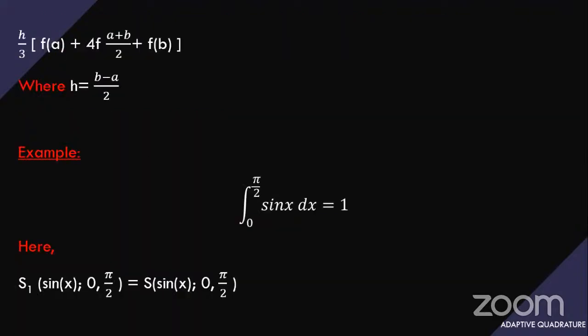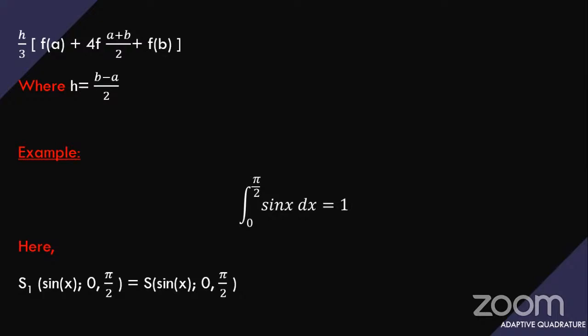Okay, so the rule says that we have h over 3 open brackets f of a plus 4 f of a plus b over 2 plus f of b. Now, our value h over 3, where h is b minus a over 2. That means we must have been given some intervals, just the way they gave us from a to b, so you subtract these intervals and divide it by 2. That is how we'll get our value of h.